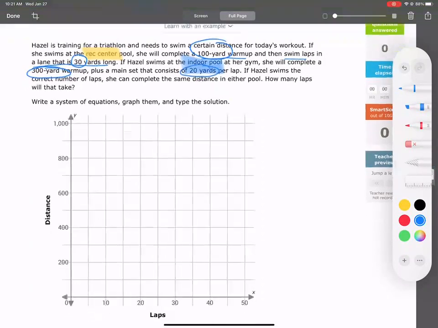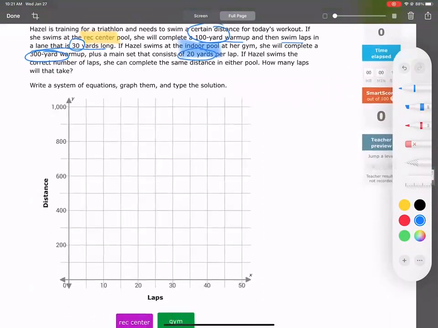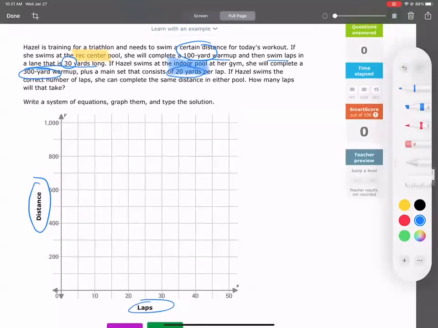So this is super wordy, a lot of stuff going on. We can see that the chart gave us laps. That's almost like our x value, and our distance is our y value. So how far have we really swam? Let's give ourselves an equation for our first one. We have 100 yards, so we for sure have to warm up with 100 yards. And then we're going to add 30 yards per lap. Let's use the letter capital L. And this is equal to our total distance, capital D.